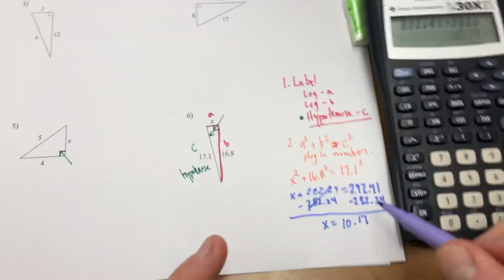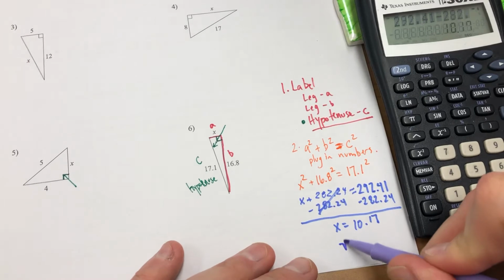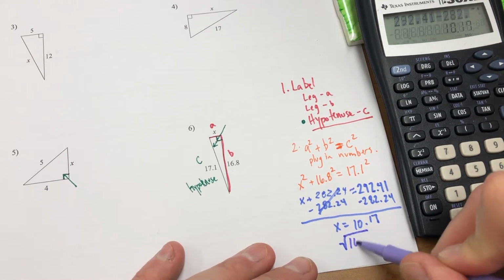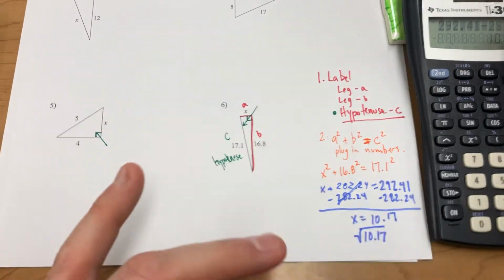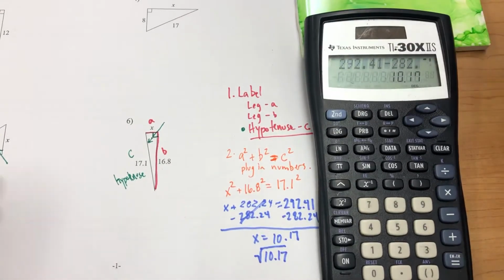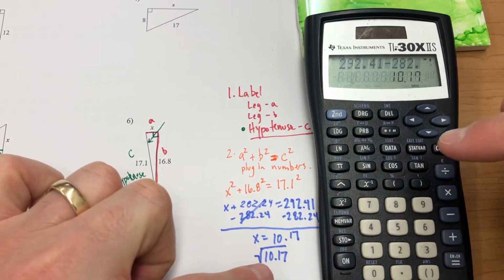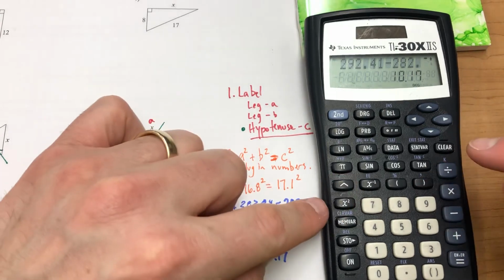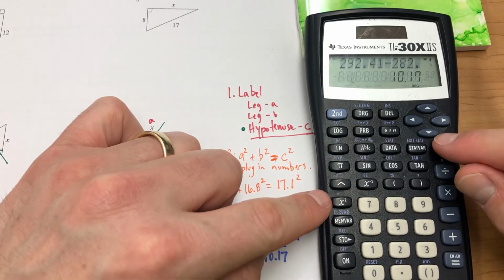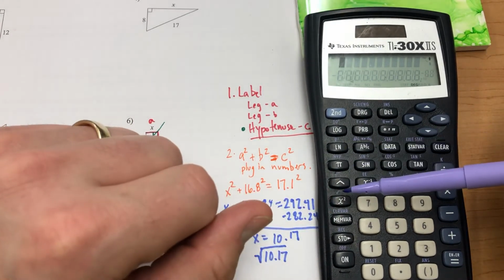So now what I need to do is take the square root. I know it seems intimidating. Trust me, it's going to be fine. You're going to be experts. The square root of 10.17. So what we're saying is, what number times itself gets 10.17? We're just reversing it, okay? See this x squared that we've been using? Well, right above it there is the square root.